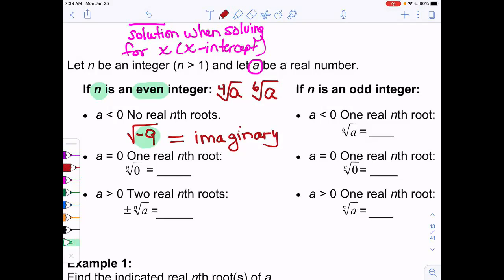All right, the next part. If you take the nth root of 0, you get one answer. What is the 4th root of 0? What is the 6th root of 0? The 10th root of 0, the 20th root of 0. Malachi, what do you think? The 4th root of 0, the 6th root of 0. 0. So anytime you're taking any even root of 0, it's still going to be 0.